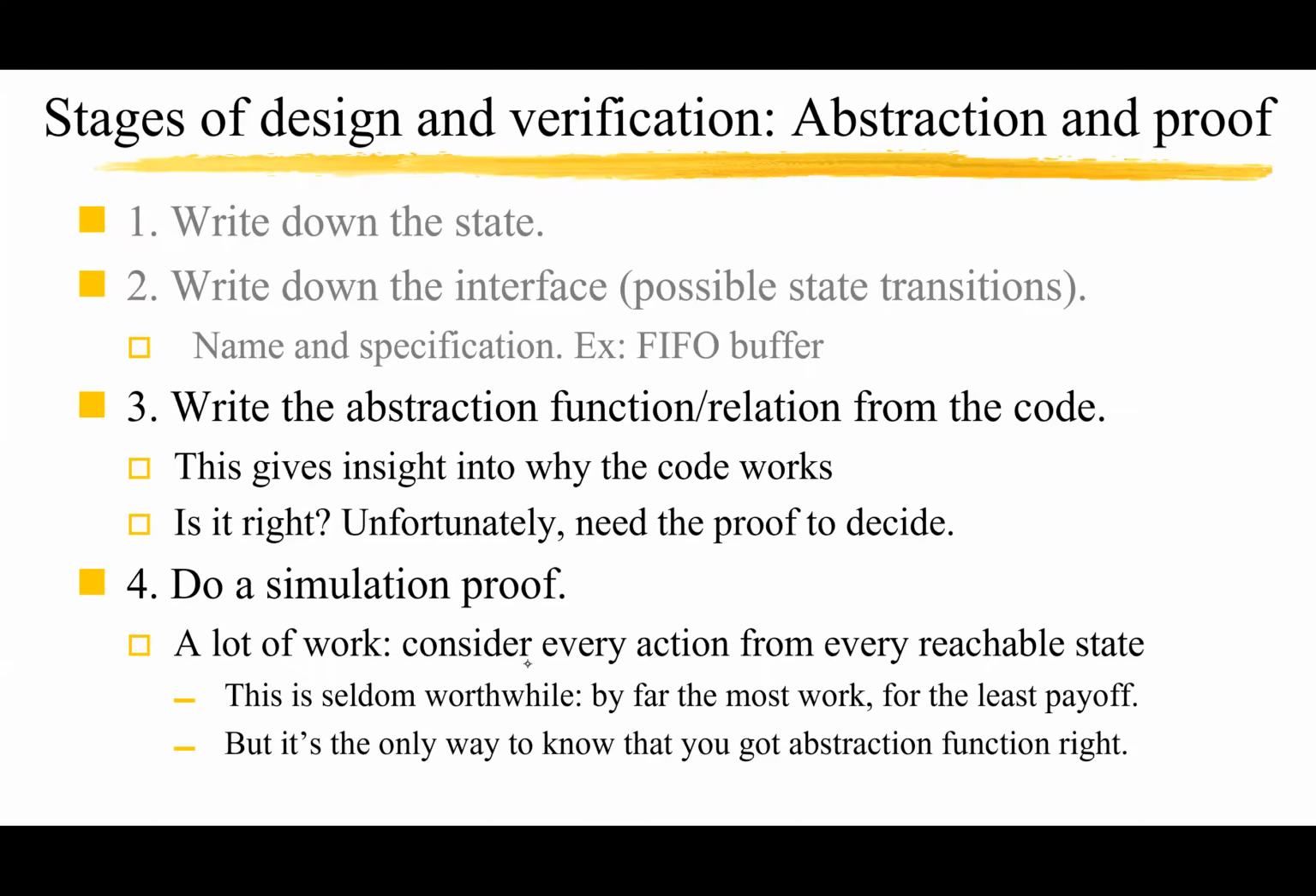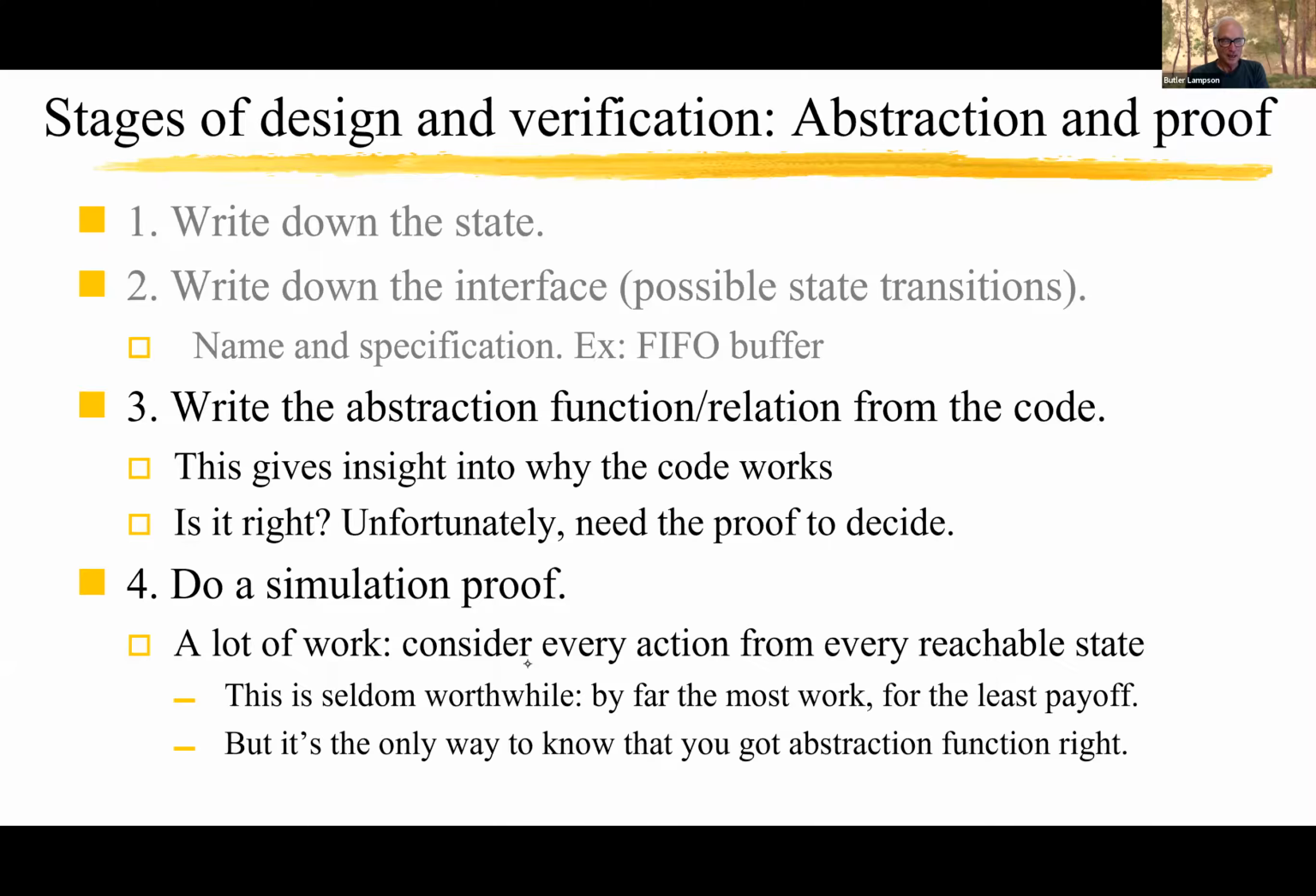Thanks. Okay, so we're back now to what the stages of design and verification are. We already did the first two. We write down the state, we write down the interface. That's the specification. Now, in order to actually do the proof, you have to write down the abstraction function. And then you can actually do the simulation proof that I discussed on the previous slide. What the abstraction function does is to give you insight into why it is that the code works. In addition to that, the abstraction function is an essential part of the proof.